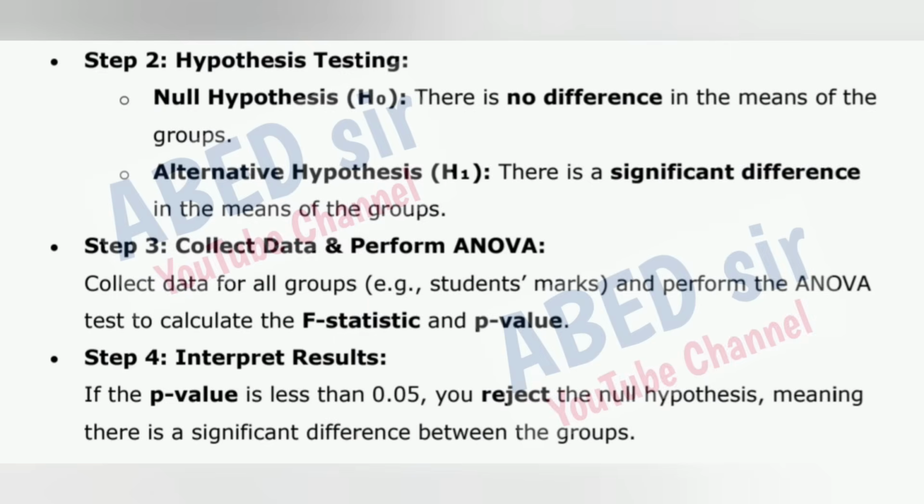Step 3. Collect data and perform ANOVA. Collect data for all groups, example, students' marks, and perform the ANOVA test to calculate the F statistic and p-value. Step 4. Interpret results. If the p-value is less than 0.05, you reject the null hypothesis, meaning there is a significant difference between the groups.